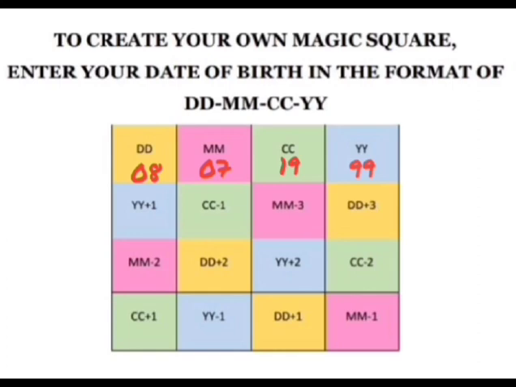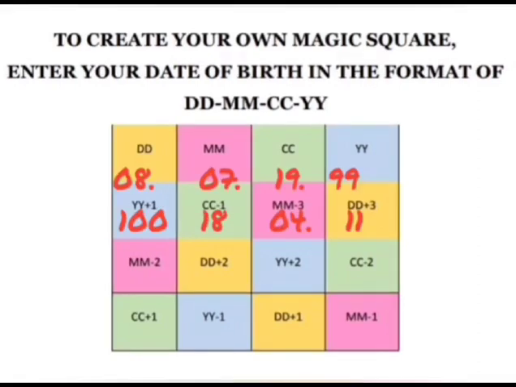So இப்போ second row complete பண்ணலாம். அதில் first place YY plus 1 இருக்கு. That is year கூட 1 add பண்ணி எழுதணும். என்னோட year 99. So நான் 99 கூட 1 add பண்ணி இந்த placeல 100 எழுதிக்கிறேன். Next is CC minus 1, that is century minus 1, 18. And mm minus 3, which is 7 minus 3 is 4. And DD plus 3 is 11.